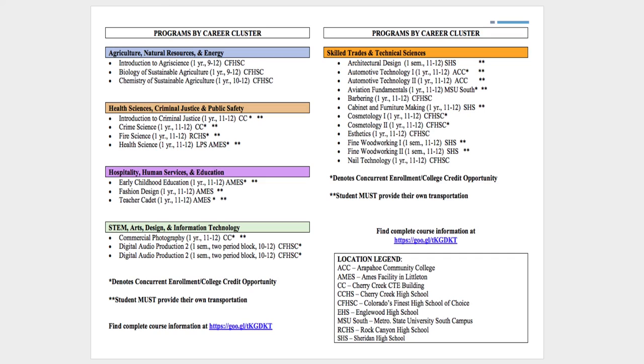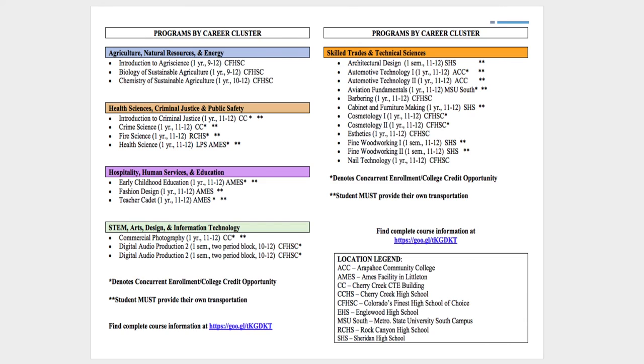The hospitality, human services, and education. So you can look at fashion design, teacher cadet, and early childhood education. All of those are over at the Ames facility in Littleton. Then the arts, A/V, and communications: we have commercial photography and audio digital production. The digital production is over at Finest, photography is over at Cherry Creek High School, and then the skilled trades and technical sciences.